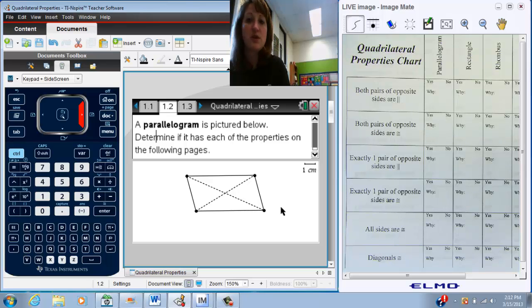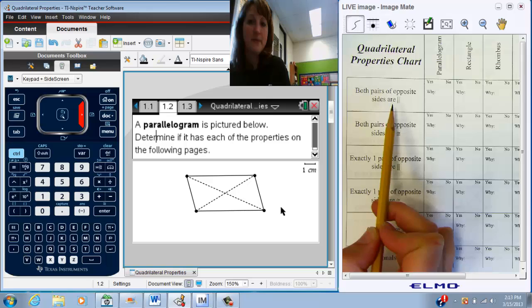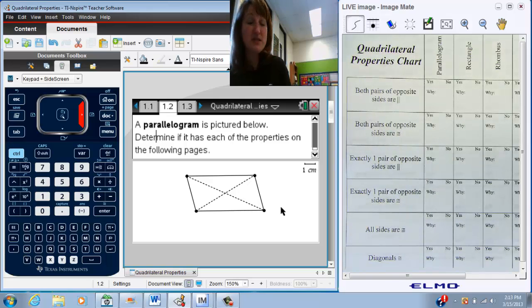Now, on your calculator you have a picture of a parallelogram. What we're going to do is read through the properties and try to figure out what we could do to test to see if the property holds for that parallelogram. So basically we're going to try to figure out if the property is true, yes or no, and then give a reason why. So the first property on our list is both pairs of opposite sides are parallel. Now, with a parallelogram, it seems kind of obvious that both pairs of opposite sides would be parallel, but we need to come up with a test.